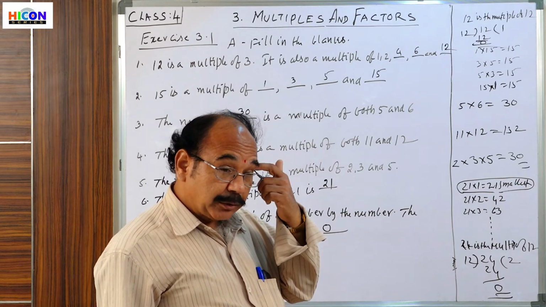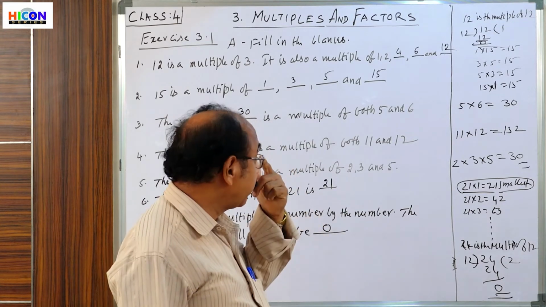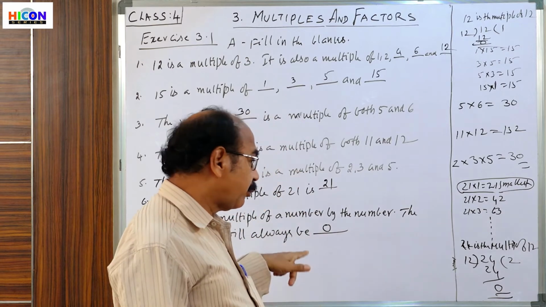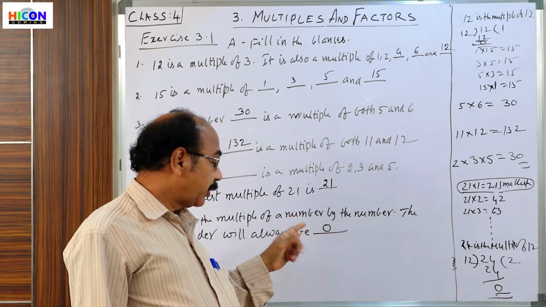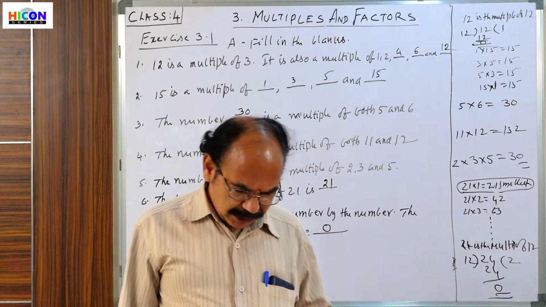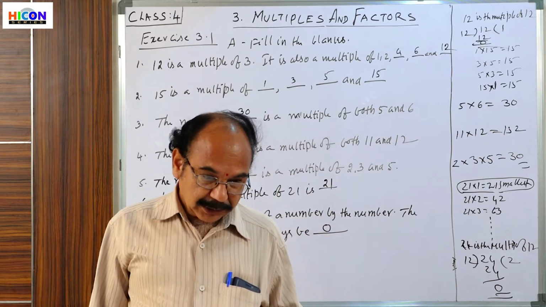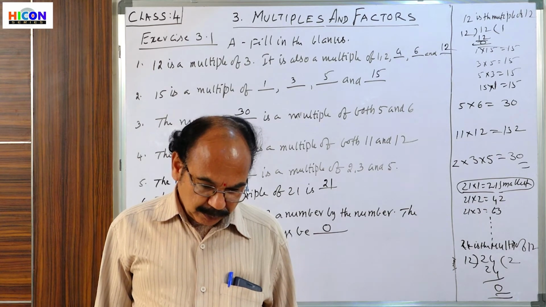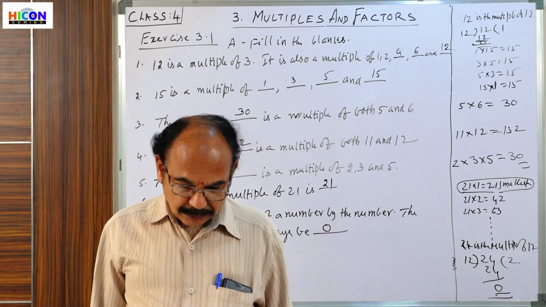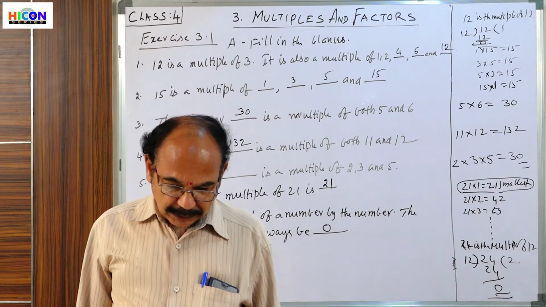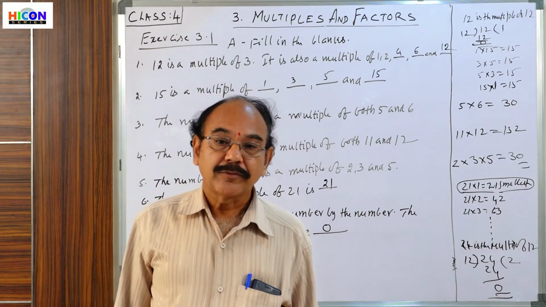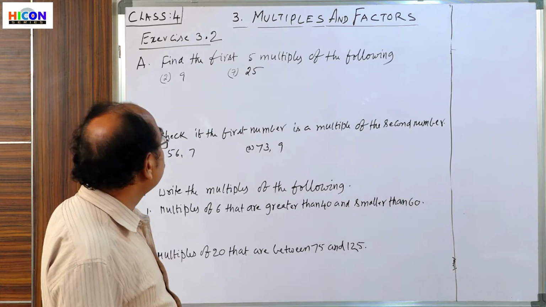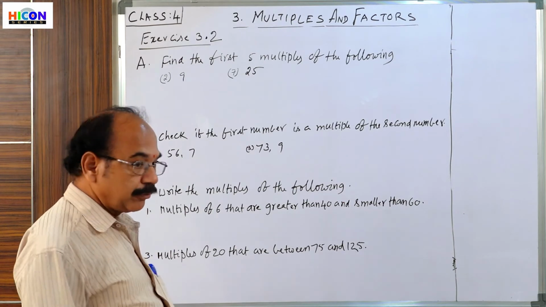So, if the multiples of a number are divided by that number, what remainder do we get? Simply we say that the remainder is 0. Okay, children, all blanks like this we can fill up by knowing the meaning of that question. Now we can go to exercise 3.2.